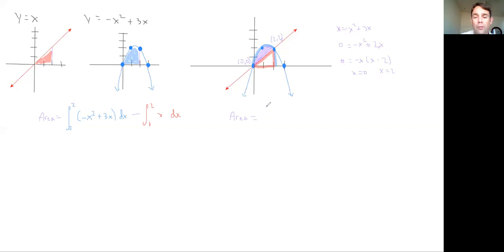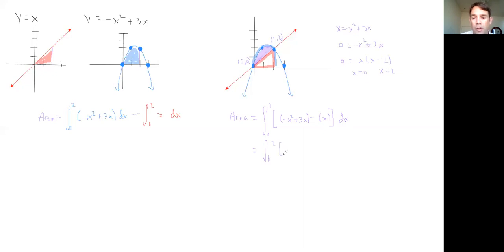So we'd say, all right, we're going to go from 0 to 2, and we're going to take the big area, so negative x squared plus 3x, and we're going to subtract the smaller area, which is x. By putting them together, we come up with an integral that allows us to find that value. So let's go and do that real quick. What would be that area between these two curves?